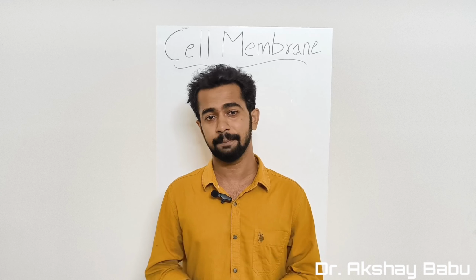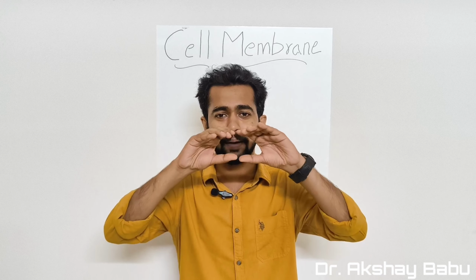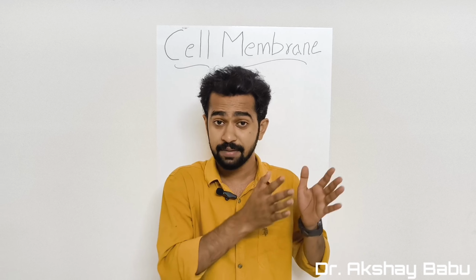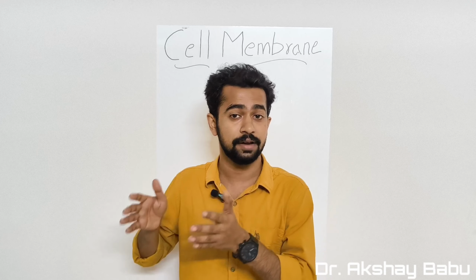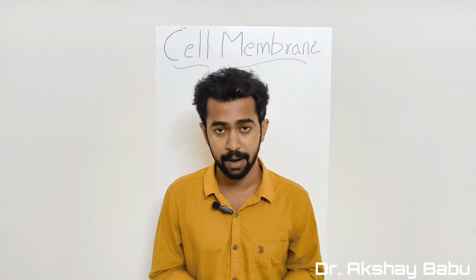Coming to the topic cell membrane. A cell membrane is a thin, elastic and pliable structure that measures a thickness of about 7.5 nanometers to 10 nanometers. And coming to the composition of the cell membrane.